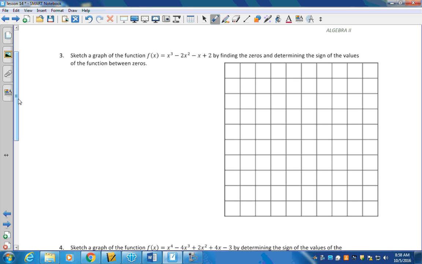Okay, so let's go to number 3. You should be able to graph that without using your graphing calculator. Don't do what I've been showing you today. Don't do all that math unless you like it. Find the zeros and sketch the graph because you know what this graph is going to look like. What degree polynomial is it? 3. And you know what a 3rd degree polynomial looks like.